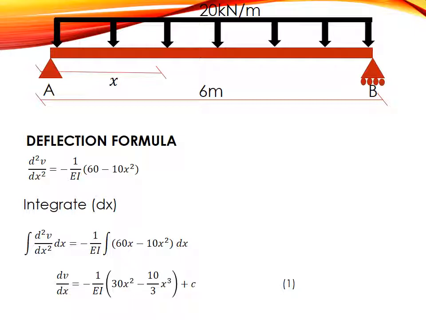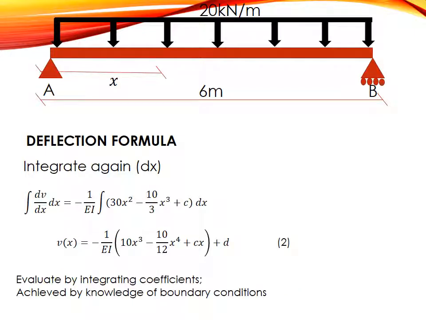As E and I are constants, they can be taken out the front and we integrate M. This introduces a constant, c. The equation is then integrated a second time, which introduces a second constant, d. C and d must be calculated using boundary conditions.